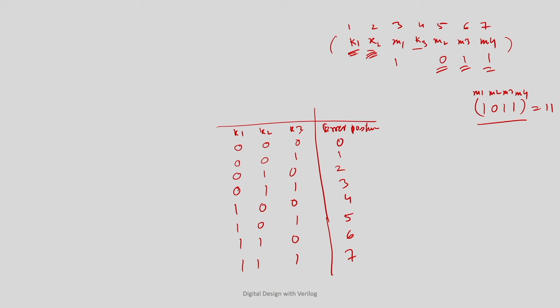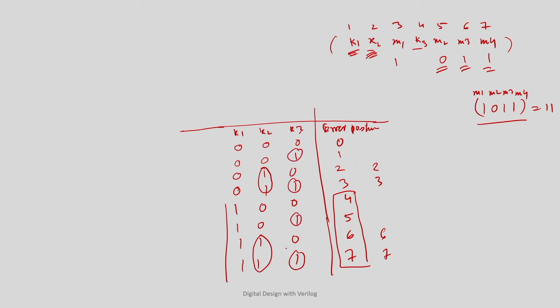Okay. Now, what am I going to do here? How do I identify the location numbers? You see here, K1 is impacted if the error happened in 4, 5, 6, 7. K2 will be impacted if the error happens in 2, 3, 6, 7. K3 will be impacted if the error happens in 1, 3, 5 and 7. So, that means I will store the even parity information of 4, 5, 6, 7 in the K1 location. I will store the even parity information of 2, 3, 6, 7 in the K2 location, and I will store the even parity information of 1, 3, 5, 7 in the K3 location, the parity bits.